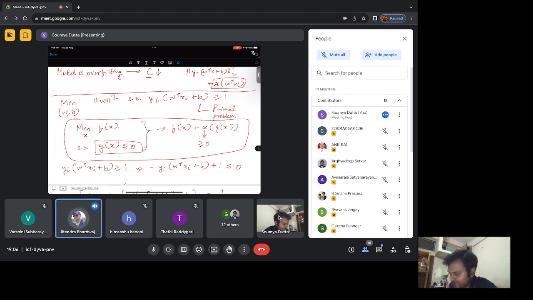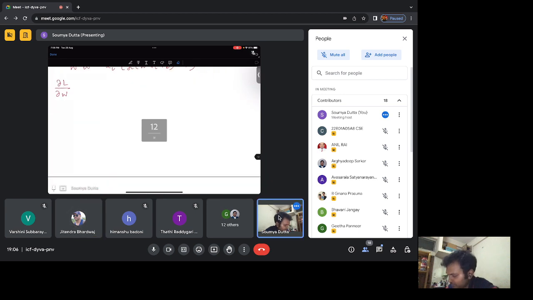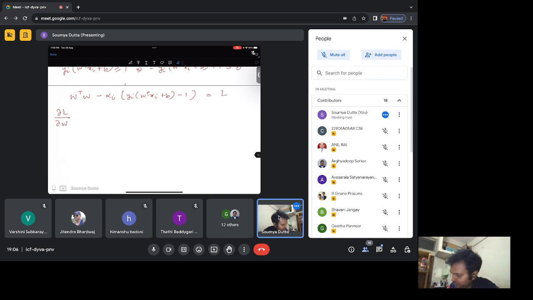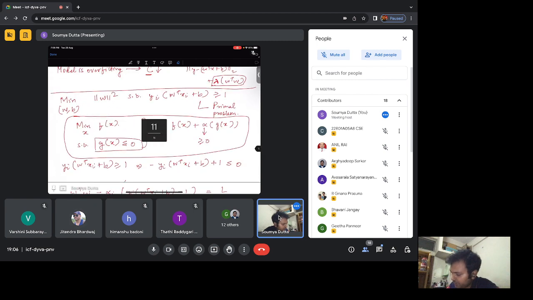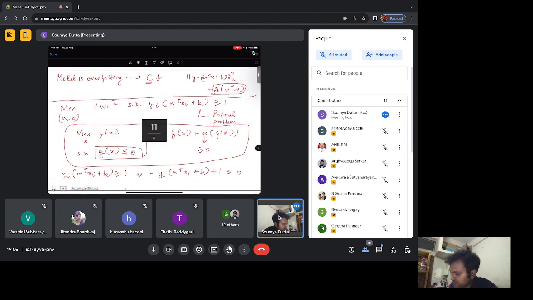Okay, further steps are, I think we will take the partial derivative and put it to 0 like that. Yes. So you will just take the derivative of dou L by dou W. So where I was coming was, the primal problem is this. Here your values are W and B.